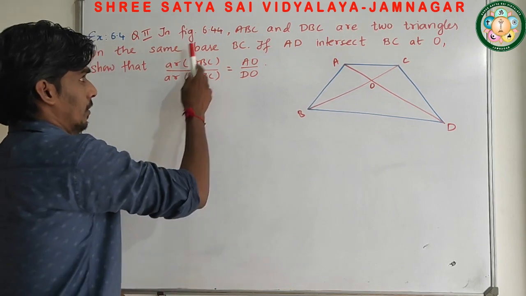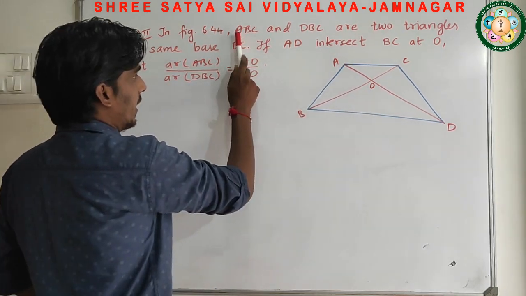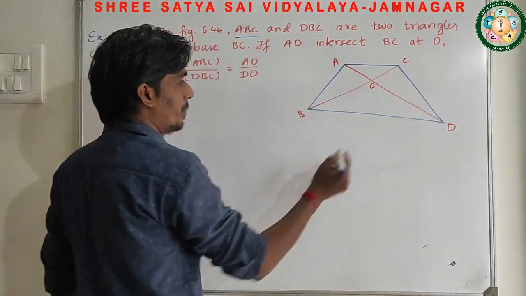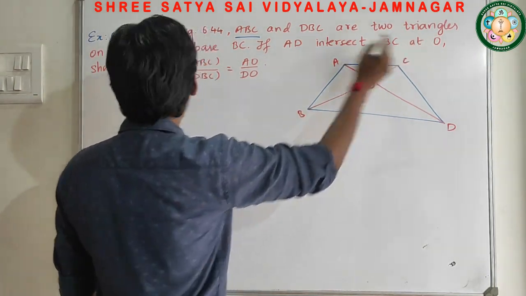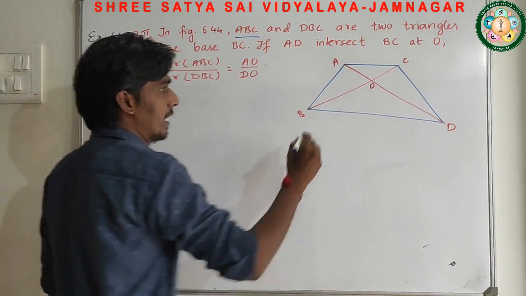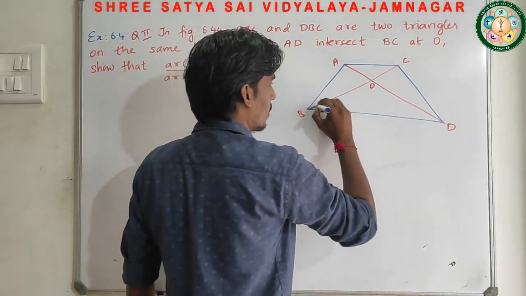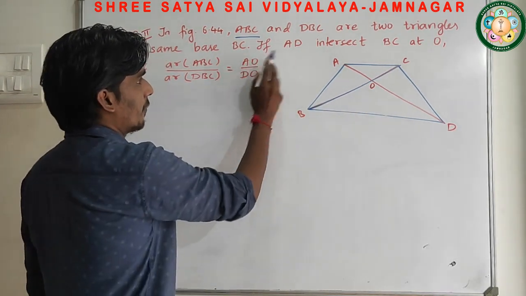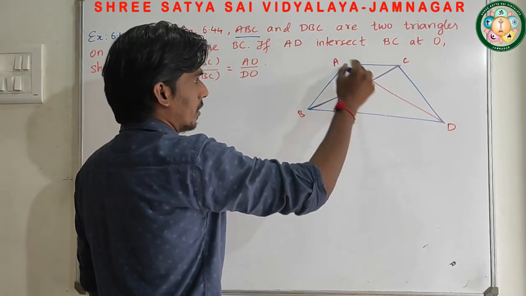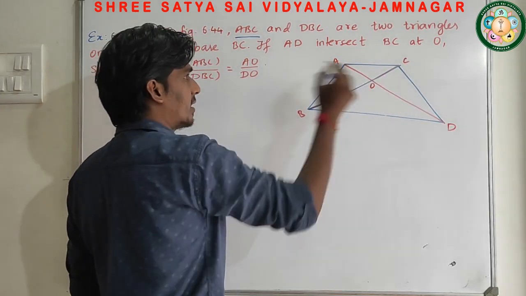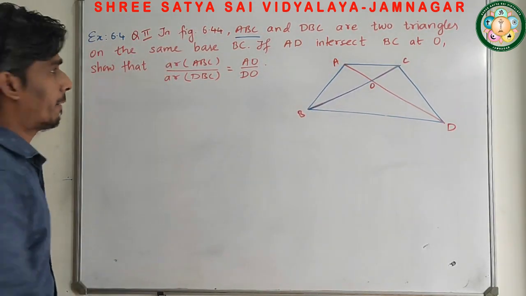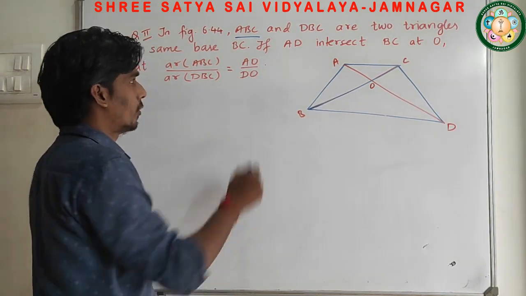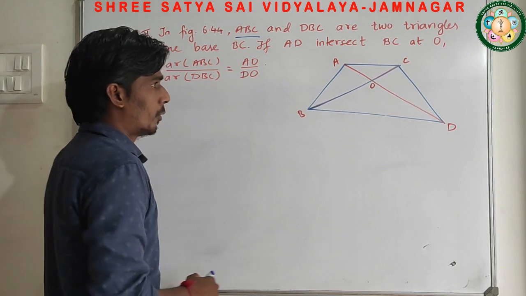Question 3. From the figure, triangle ABC and triangle DBC are two triangles on the same base BC. In both the triangles, which is the common base? This is the common base between both the triangles. If AD intersects BC at O, then you have to prove that area of ABC upon area of DBC equals AO upon DO. This is what we are supposed to prove.